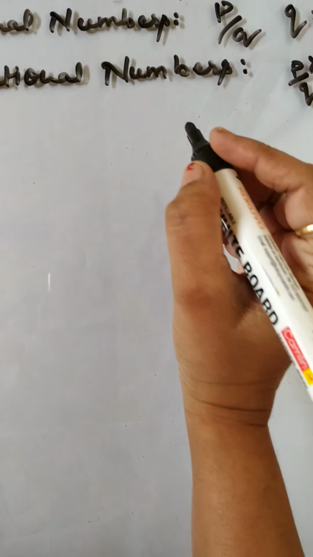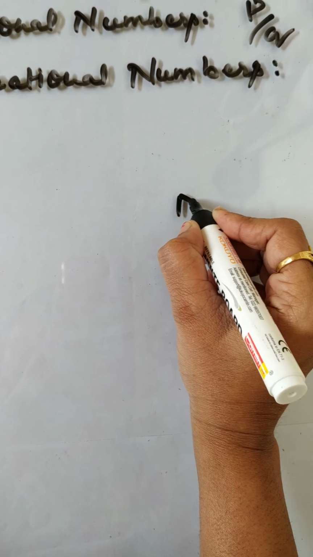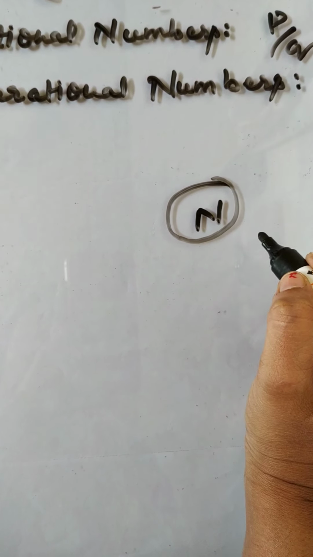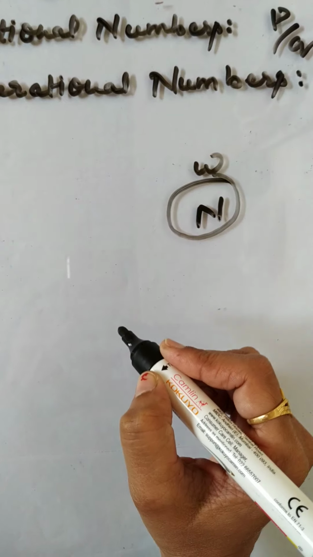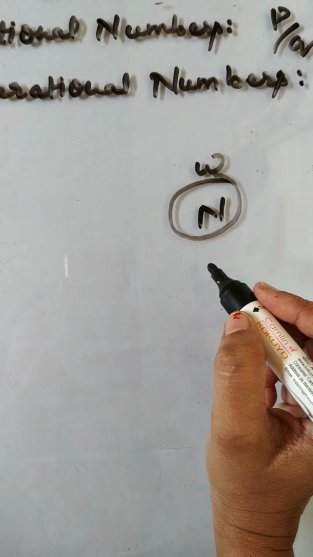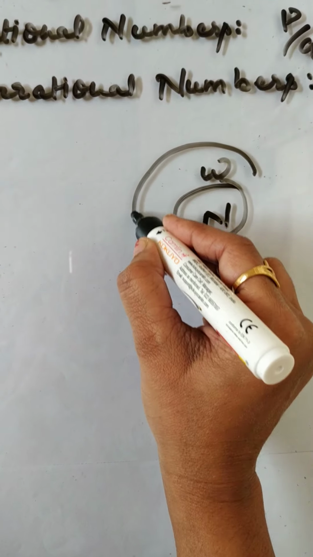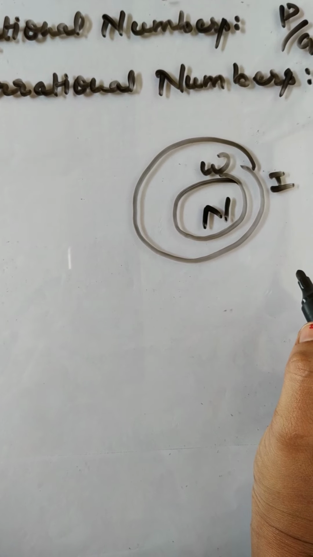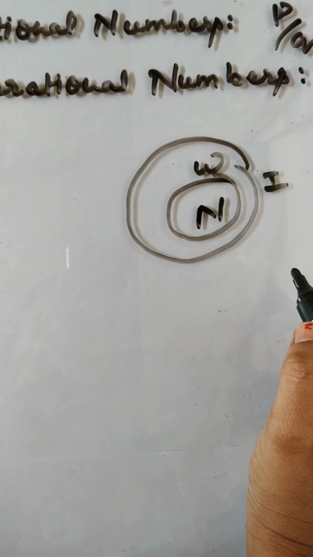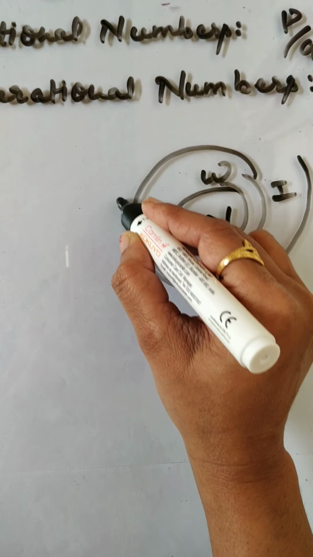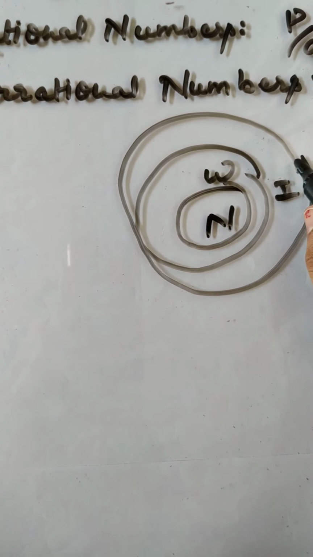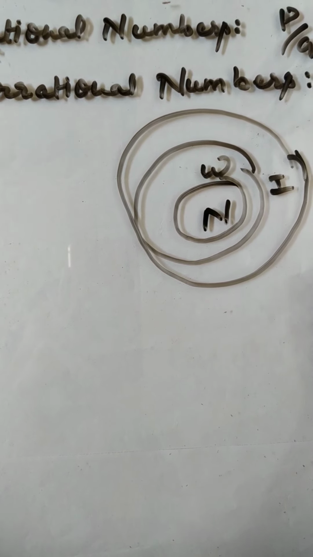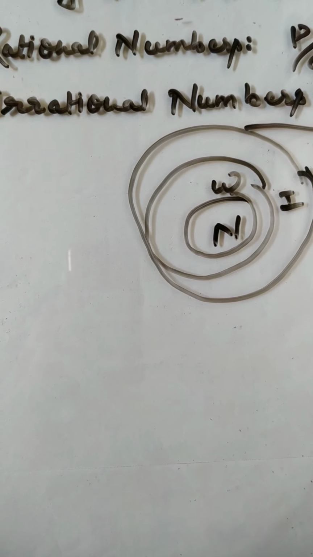The set of natural numbers is inside the set of whole numbers. That means the set of whole numbers contains the set of natural numbers. The set of integers contains the set of whole numbers. That means all the whole numbers are integers. Similarly, all the integers are our rational numbers.